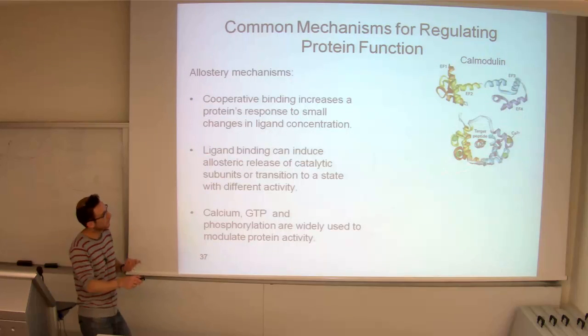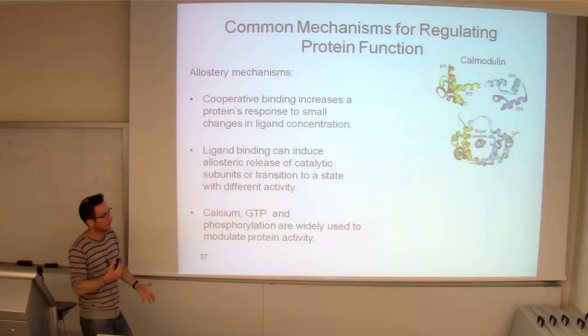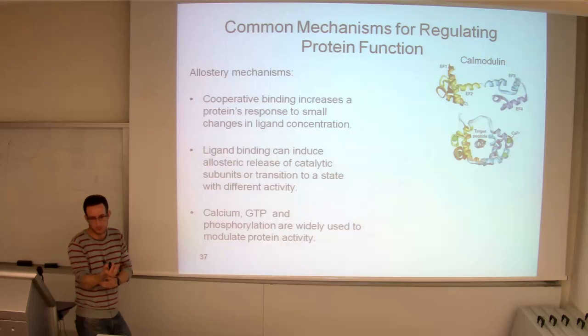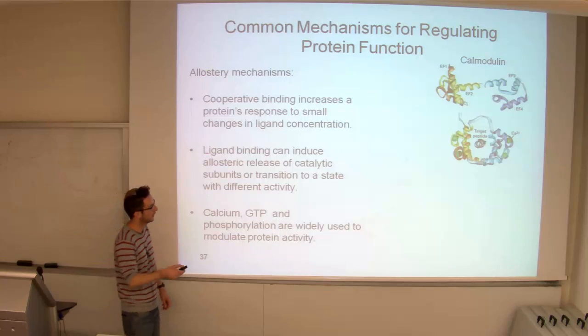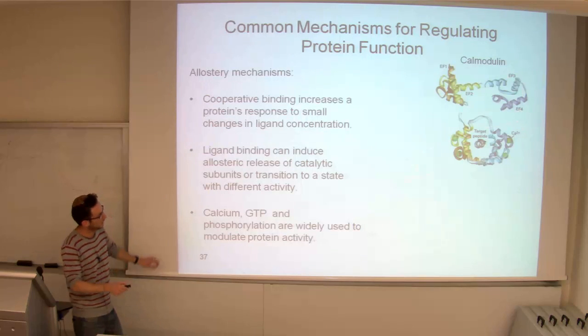So what I've just described is positive cooperativity as an allosteric mechanism. There's also negative cooperativity, which does exactly the opposite. It lowers more and more the affinity for the ligand, and it changes the function of the protein.